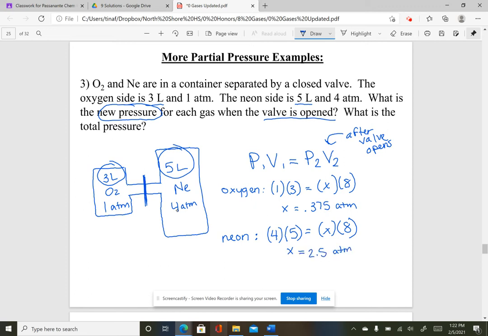Now, it depends what the question is asking for. This is a 2-part question, so it asked me for the partial pressure of each gas, which I have my 2 answers right there. It also asks me for the total. So I'm going to say, okay, if my mixture is made up of both of these things, then if I add them together, I'm going to get the total, which is 2.9 ATMs.